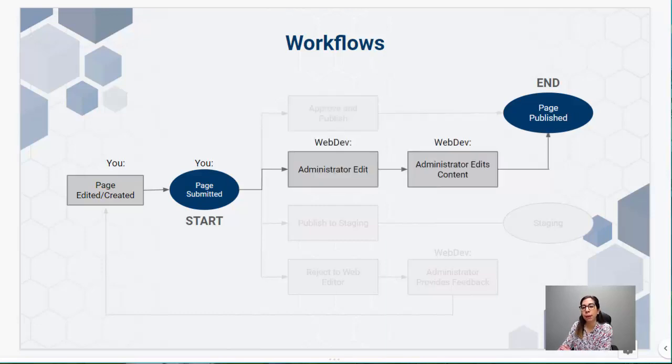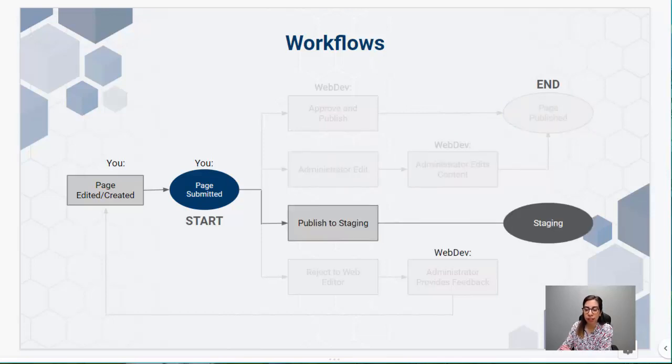The second thing that could happen is we see a typo or we see some sort of small mistake. Then we go into an administrator edit, we edit that page, and then once we push that through, then the page is instantly published. The third thing that could happen is we publish the staging.